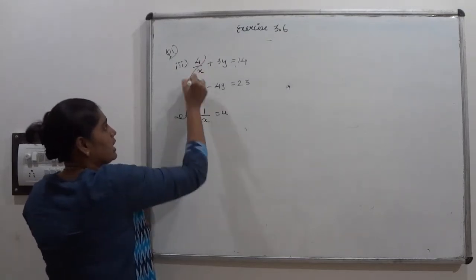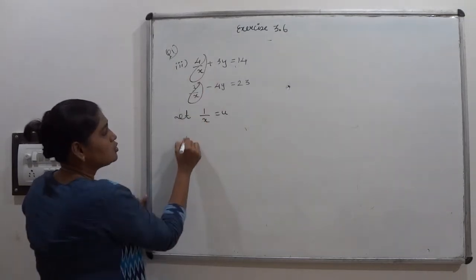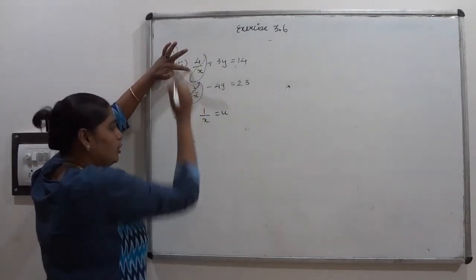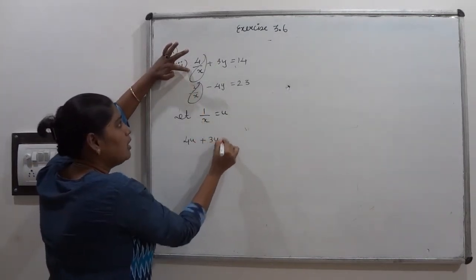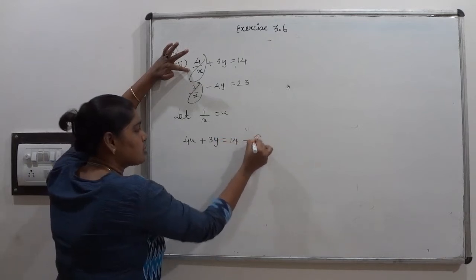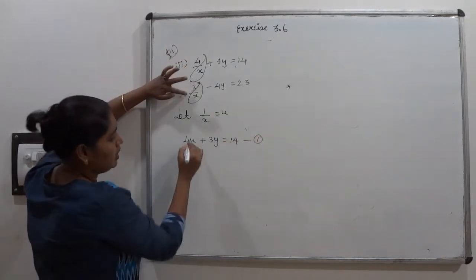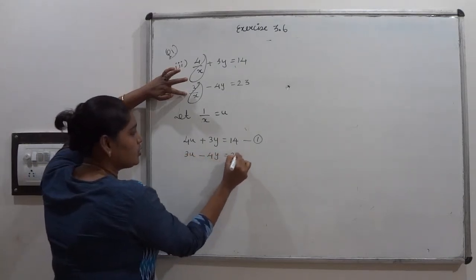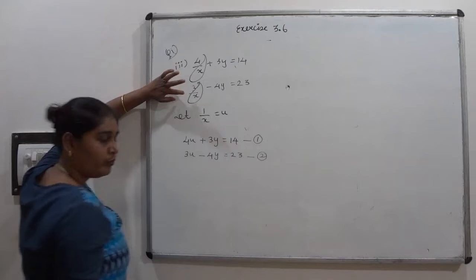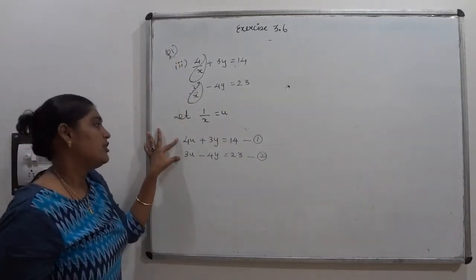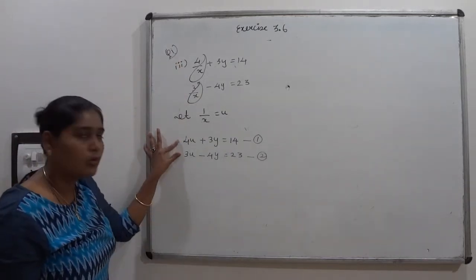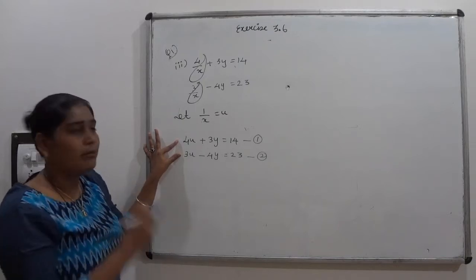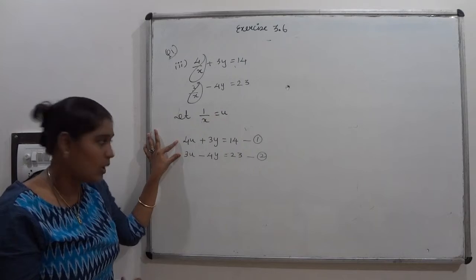1 upon x I have taken as u. So 4u here, 1 upon x, that is u I have taken. So 4u plus 3y equal to 14. This is equation number 1. Go for this one. 3u minus 4y which is equal to 23. This is equation number 2. Check both the equations, the coefficient of u. Both are not equal.